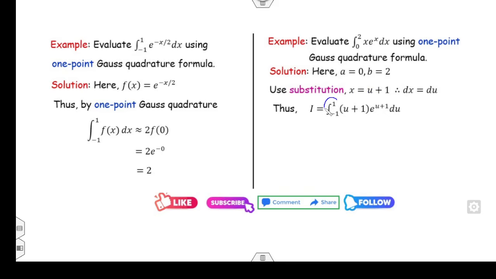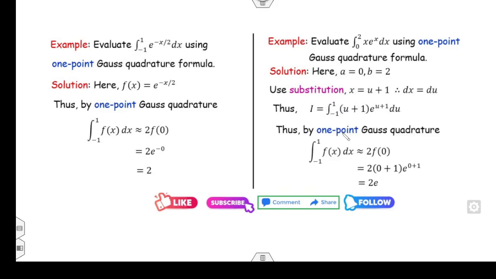Now the limits are from -1 to +1. So by using 1 point Gauss quadrature formula, your integration is twice of f of 0, and in this case f is my this part. This is my f of u. Now if you substitute f of 0, it is 0 plus 1 into e raised to power 0 plus 1. Answer will be twice of e is the right answer.